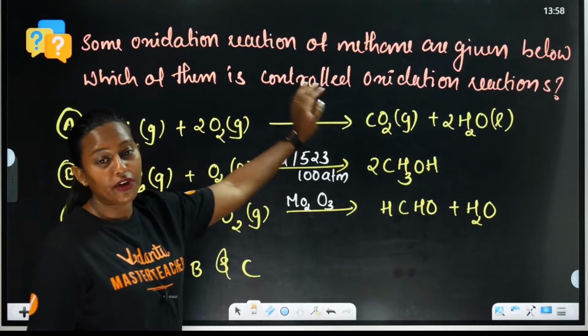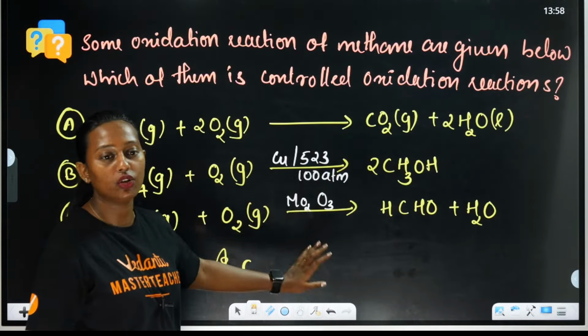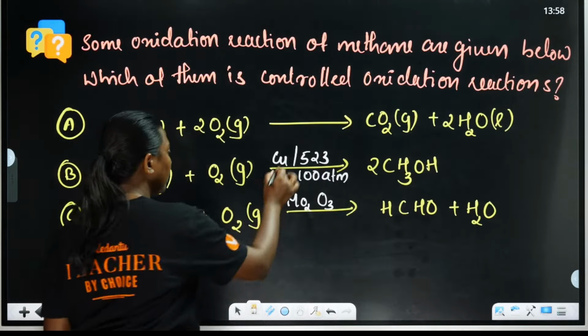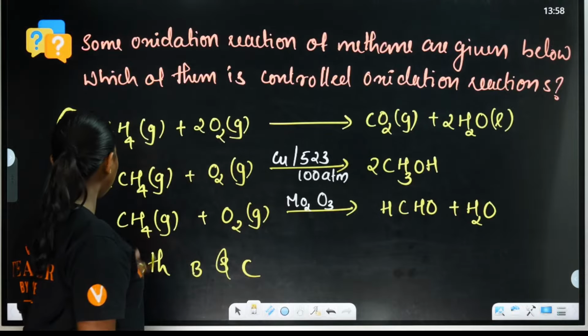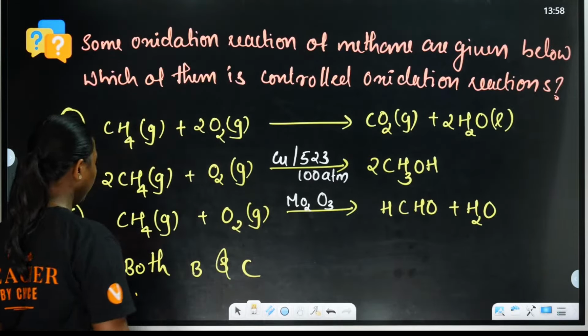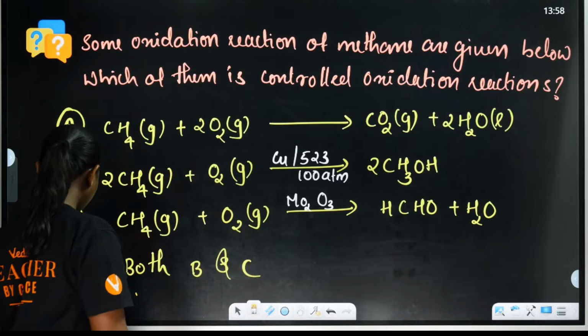So controlled reaction means it should contain what? Reagents. Okay, it should contain a reagent. So the correct answer is B and C. Both B and C are the correct answer.